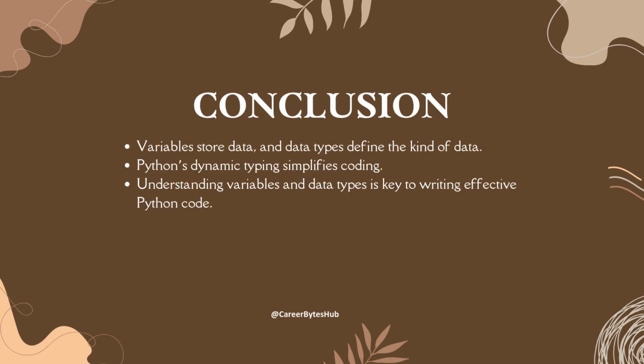In summary, variables are used to store data, while data types determine the kind of data they hold. Python's dynamic typing simplifies the process, allowing you to focus on solving problems rather than managing data types. Mastering variables and data types is a fundamental step toward writing efficient and effective Python code.